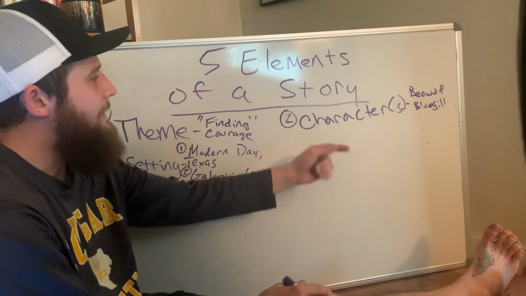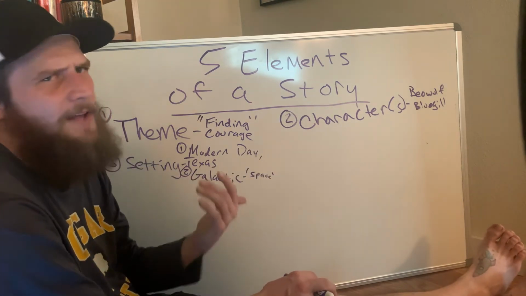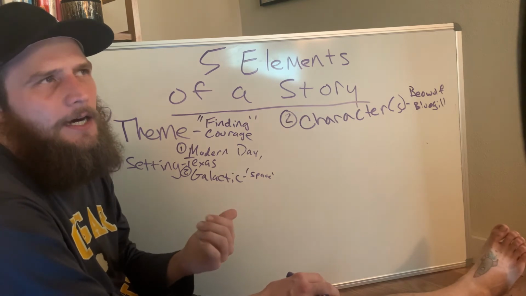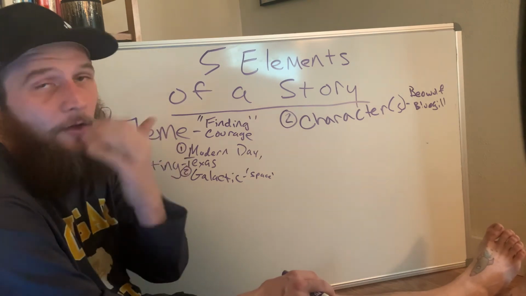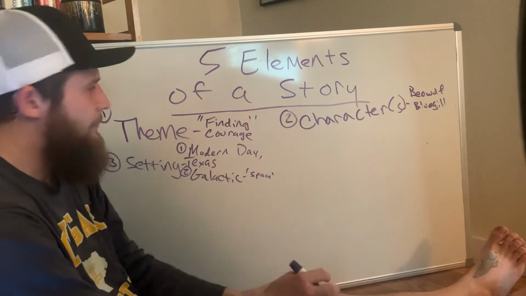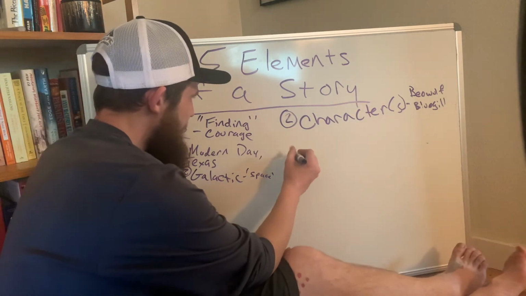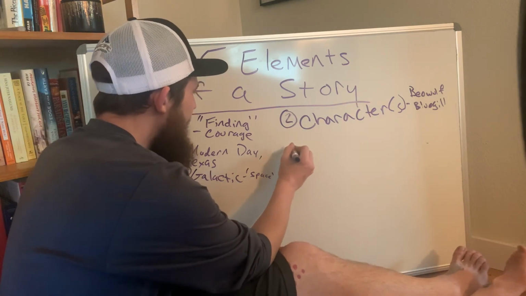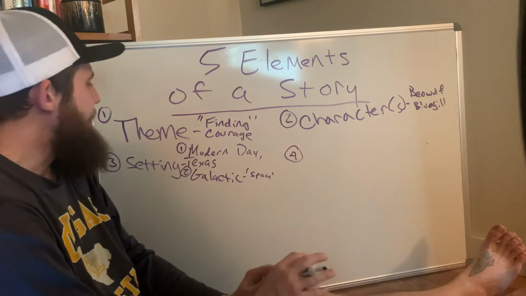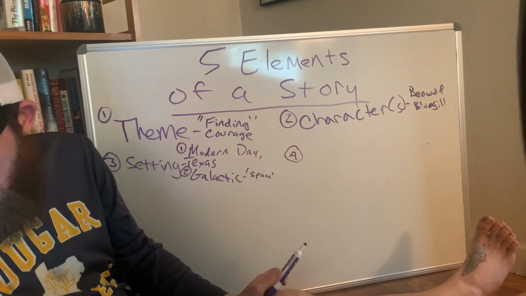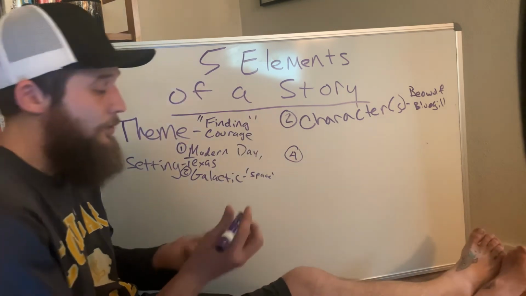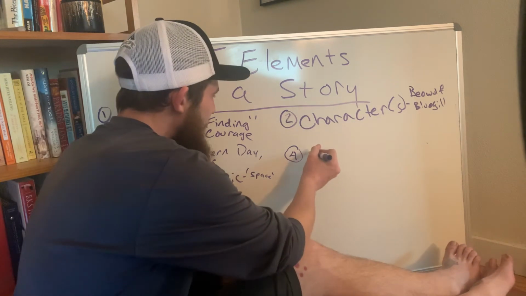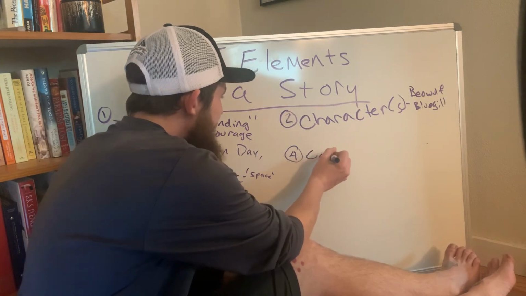And again, last lecture I did go over character more. I gave myself age and other qualities, but for this purpose, we're just going over it real quickly to introduce all 5. So we have theme, character, setting, right? This next one, you can't have a story without a conflict.